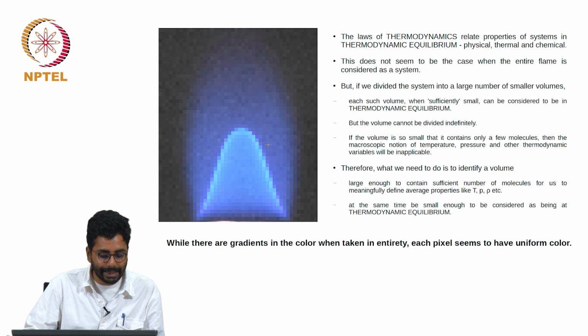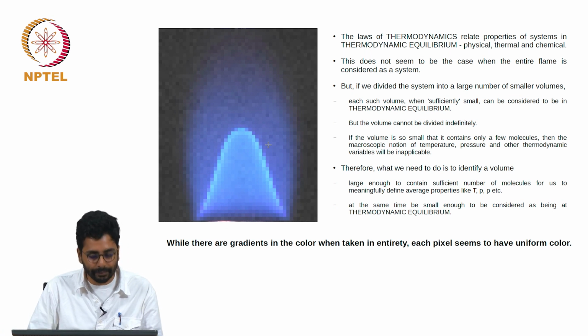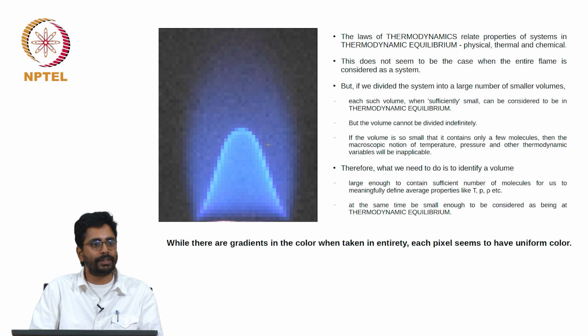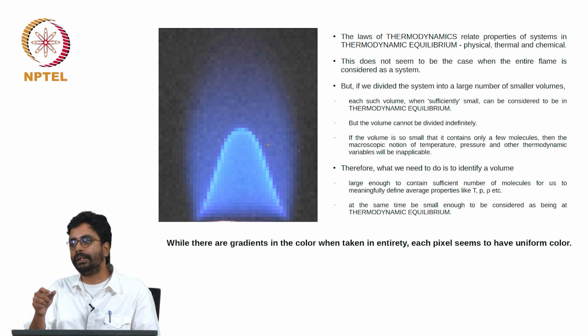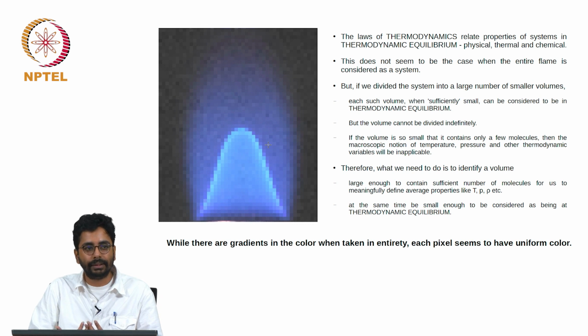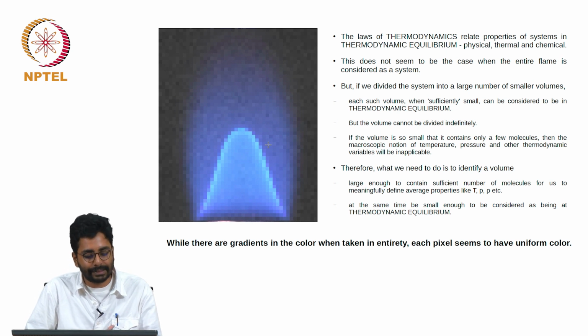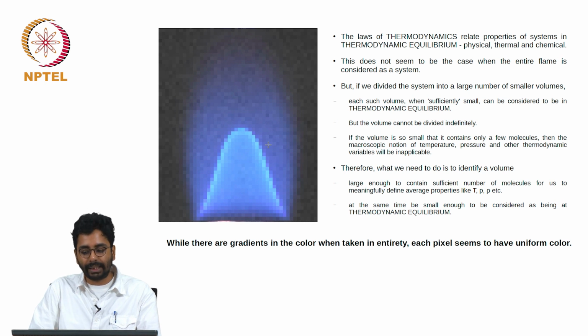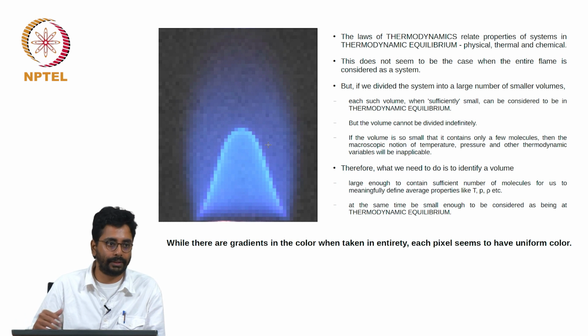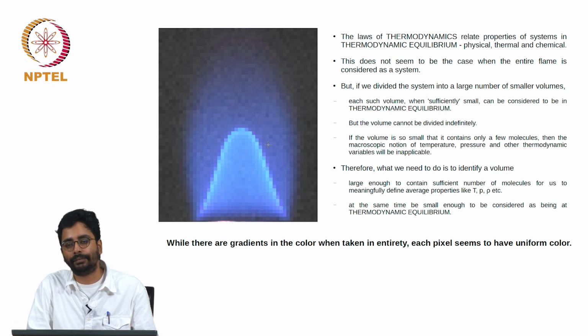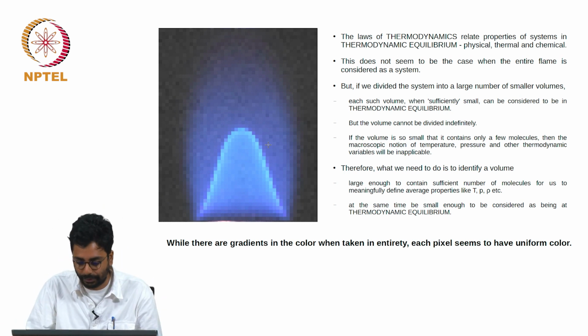So, this idea is what is conveyed by this pixelated image of the same flame, where each pixel can be considered to be at thermodynamic equilibrium, while the entire system is not in thermodynamic equilibrium. An indicator of this is the gradients in color when taken as a whole system, but each pixel when considered as a unit seems to have uniform color. The same can be taken as representation of uniform temperature and composition.